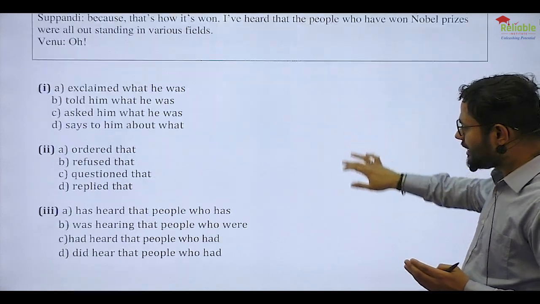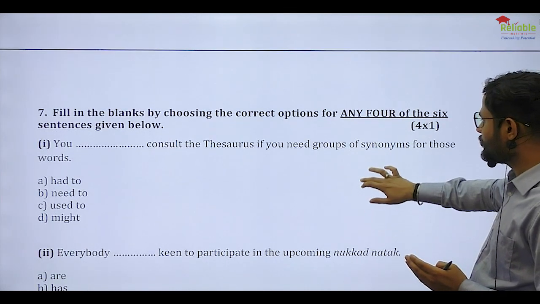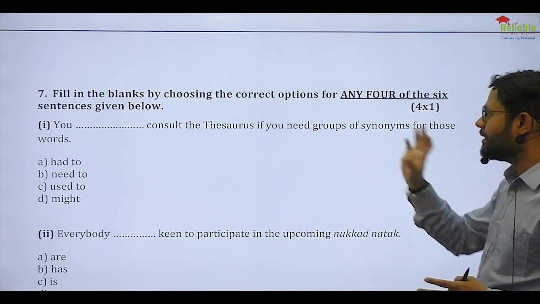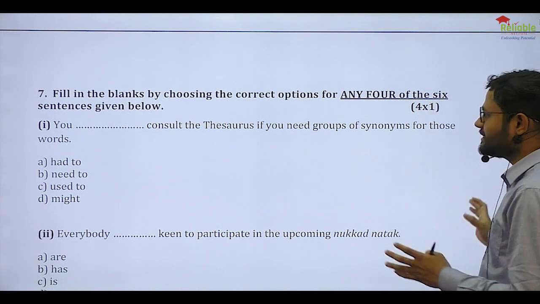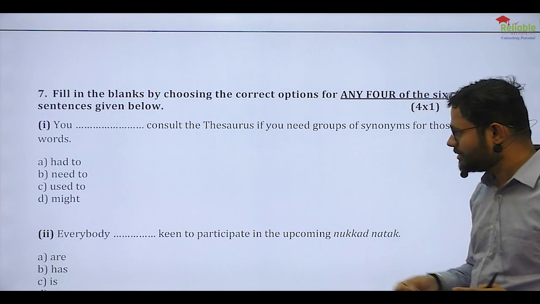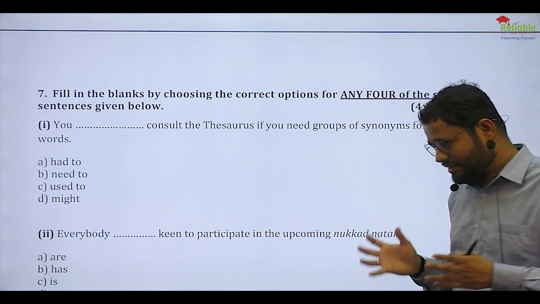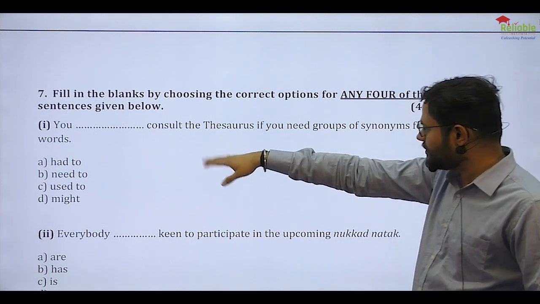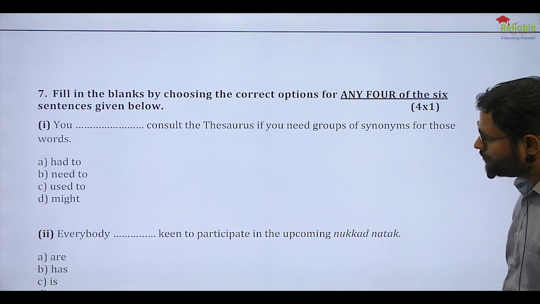Moving on, next question is question number 7, and here you go. So this is the question where the direct questions are asked to you. Fill in the blanks by choosing the correct options for any 4 of the 6 sentences given below. So recently I was talking about the same, that it's not that only application-based questions are there, the direct questions are there. You blank space consult the source if you need groups of synonyms for those words.